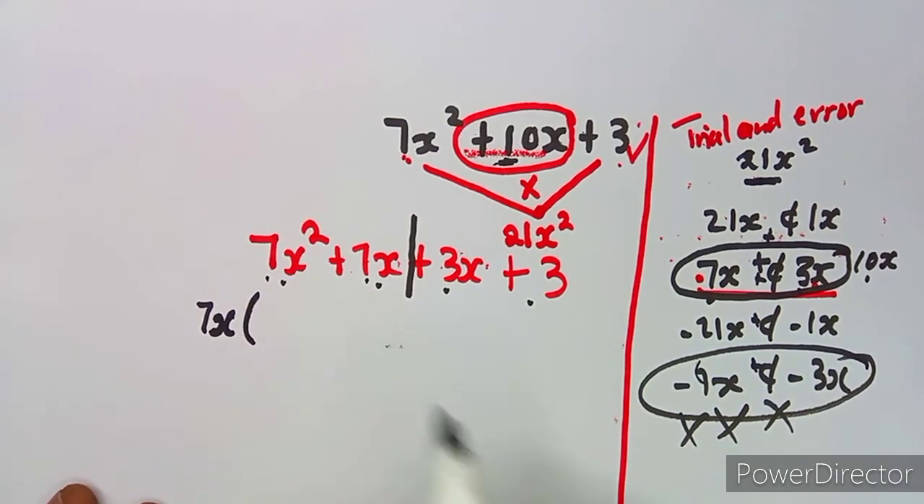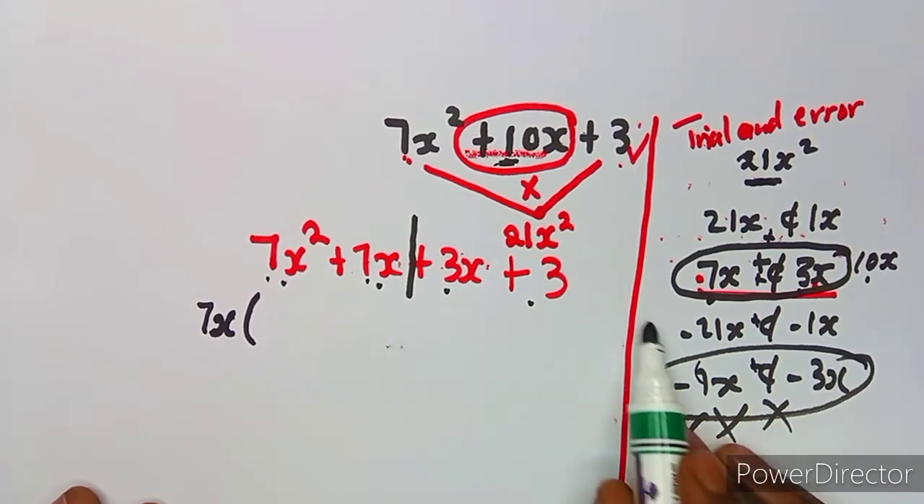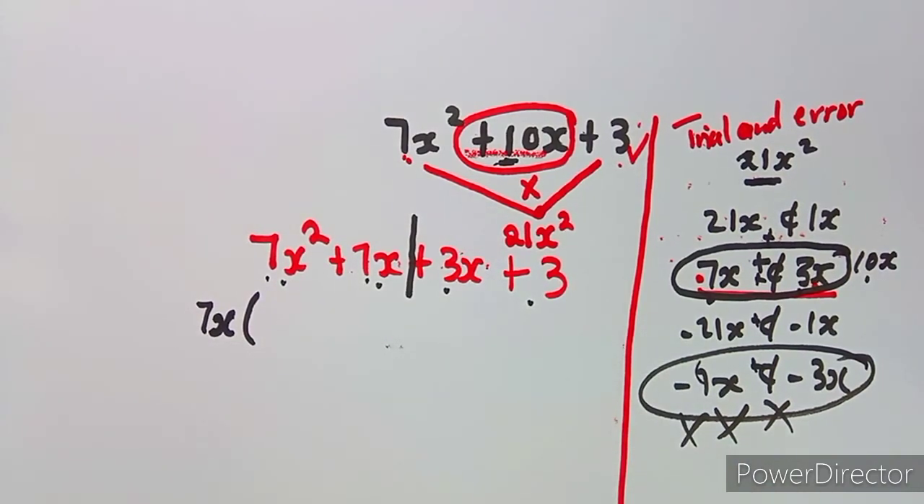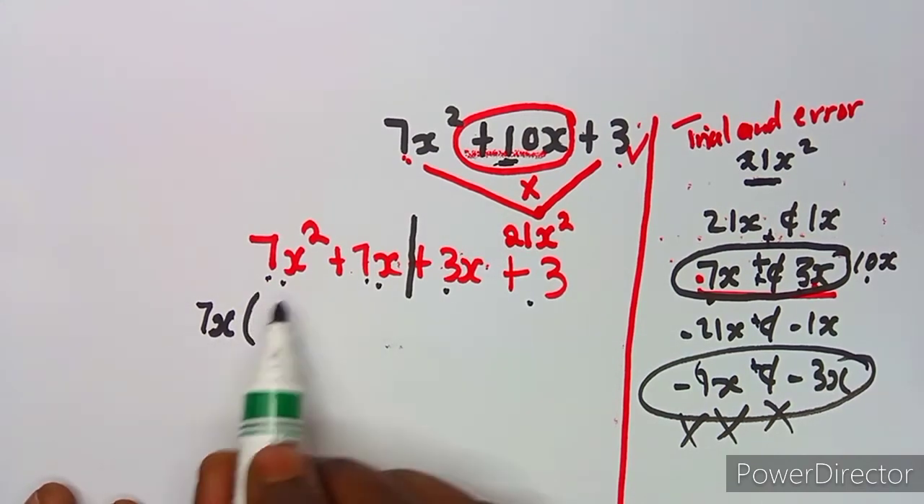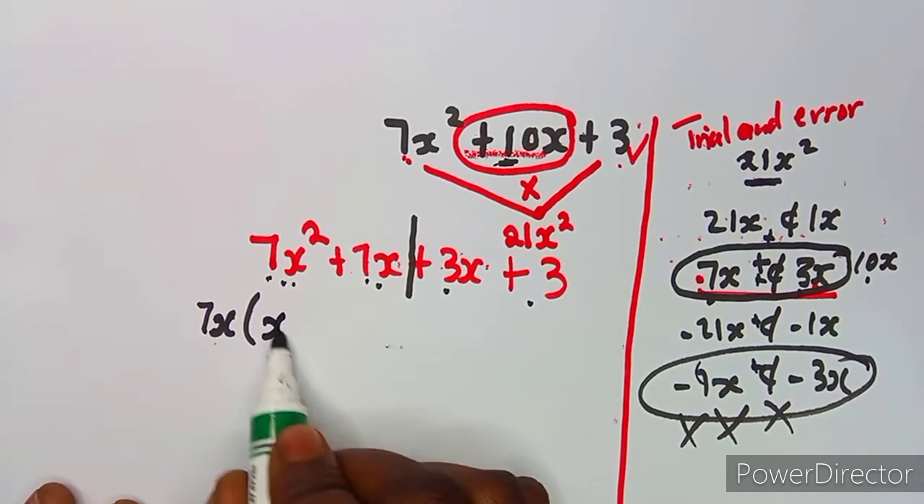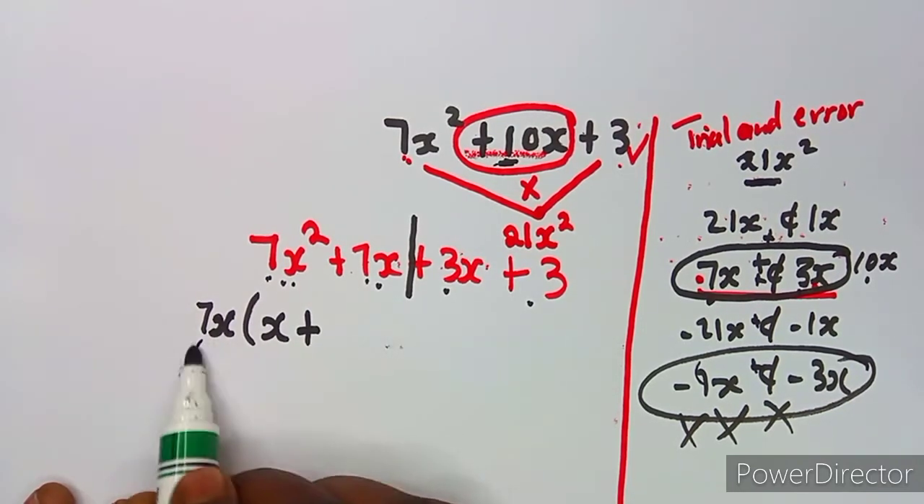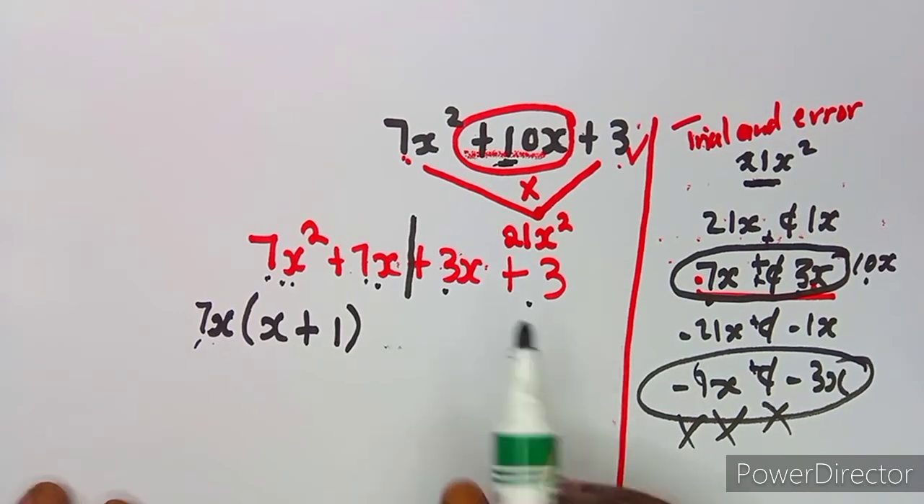That's 7x. When there is positive throughout, it's an advantage because all the signs are going to remain as positive as they are. So it's 7x squared divided by 7x. 7 and 7 cancel, x squared and x, that's x, plus 7x and 7x cancels, that's a plus 1.